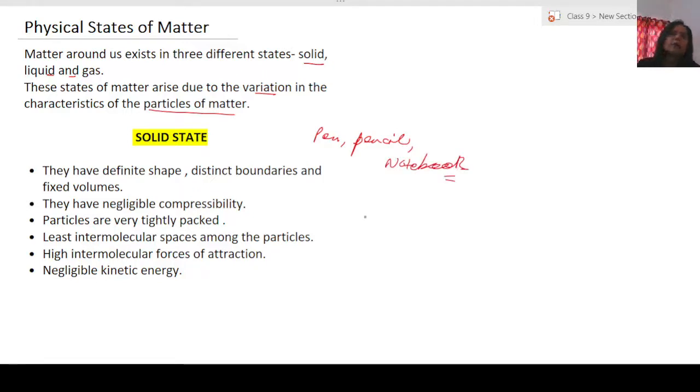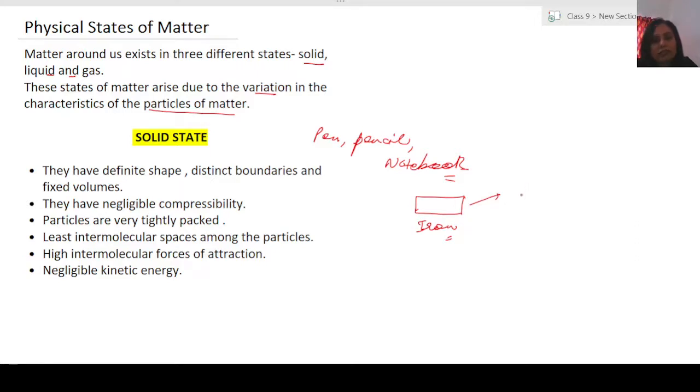Now you can keep these examples in your mind and write about the solid state, and you can also think on your own about what the possible characteristics of the solid state of matter can be. Okay, now, for example, I'm taking a very small piece of iron here. This is an iron piece. If you observe this iron and I ask you to write about its characteristics, what can you say?